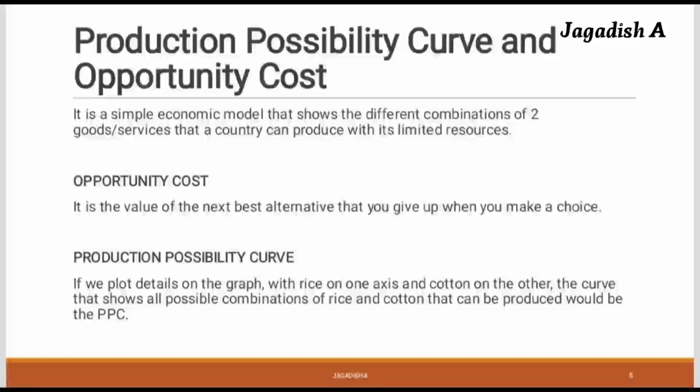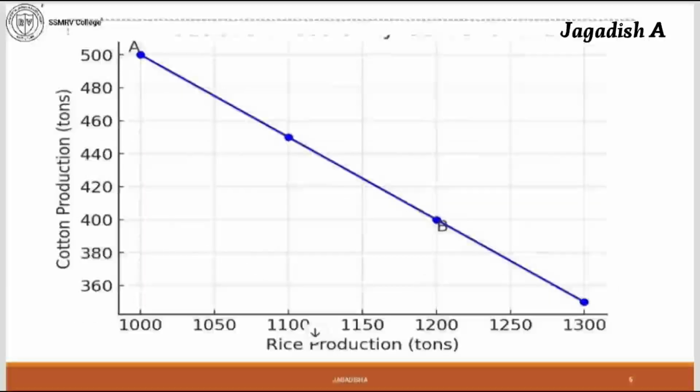Now if we are plotting same thing on a graph with rice on one axis and cotton on the other, the curve that shows all possible combination of rice and cotton that can be produced would be the production possibility curve. Point A on the PPC, that is production possibility curve, might represent producing 1000 tons of rice and 500 tons of cotton. Point B might represent 1200 tons of rice and 400 tons of cotton.